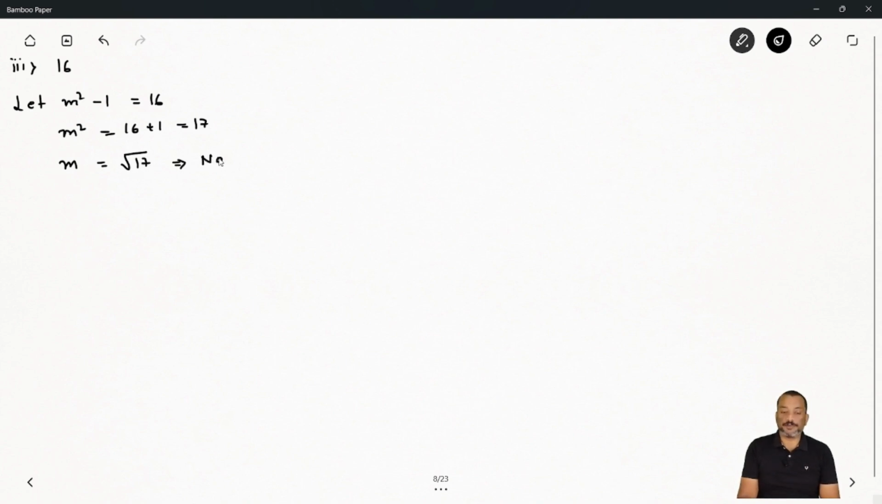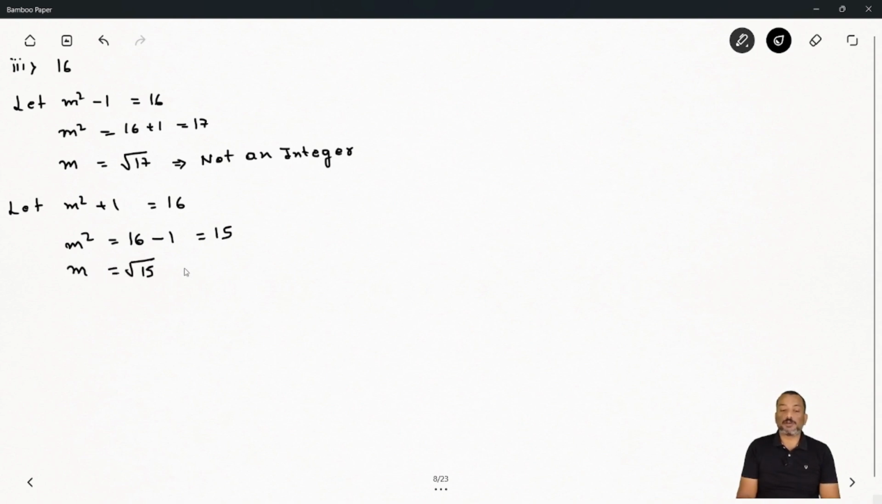So again we will not consider because it is not an integer. Not an integer. So we will ignore here this one. Same way you can take this one as let m square plus 1 is equal to 16. Same way you can go with that. So you can say m square is equal to 16 minus 1. So you will get 15. Now, so m value will come how much? Square root 15. So it is also not an integer. So we will not consider that one.